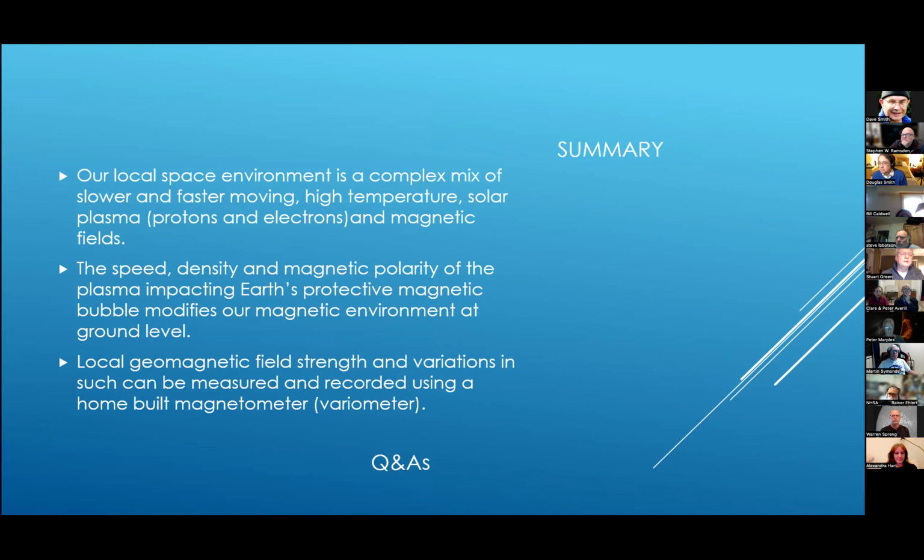So last slide, promise. It's a complex mix of slow and faster moving high temperature solar plasma, protons and electrons, and magnetic fields. And the characteristics change: speed, density, magnetic polarity of plasma impacting Earth's protective magnetic bubble, modifies the magnetic environment here at ground level or slightly below ground level, and local magnetic field strength and variations in such can be measured and recorded using a home-built magnetometer, a variometer. So that's it. Hopefully that was of interest.